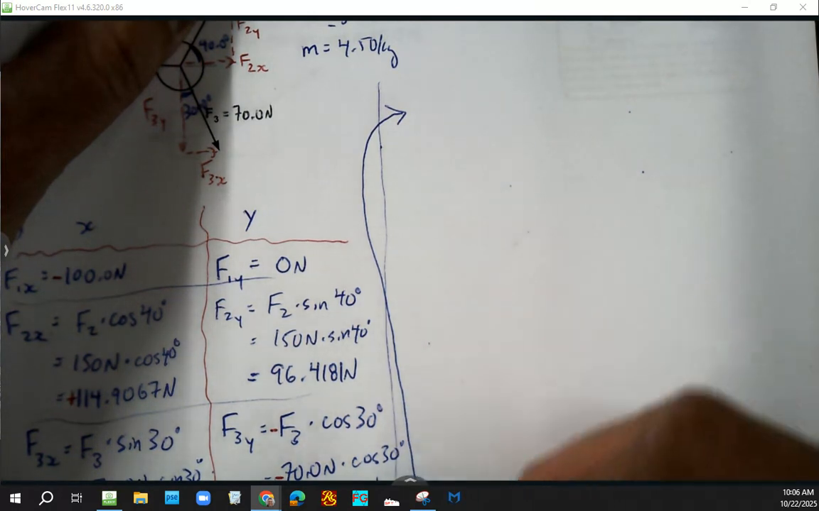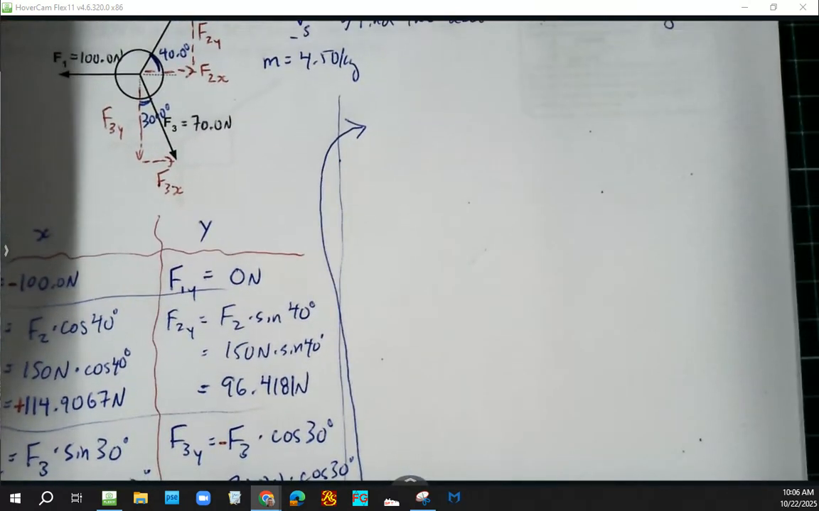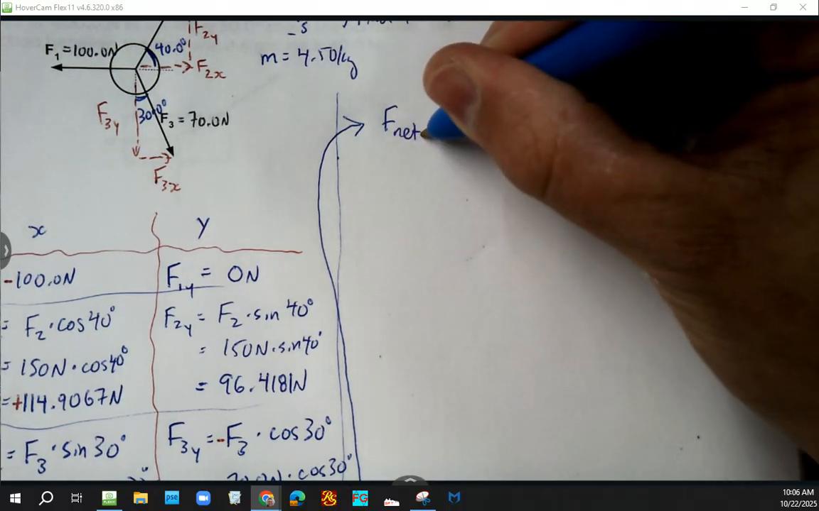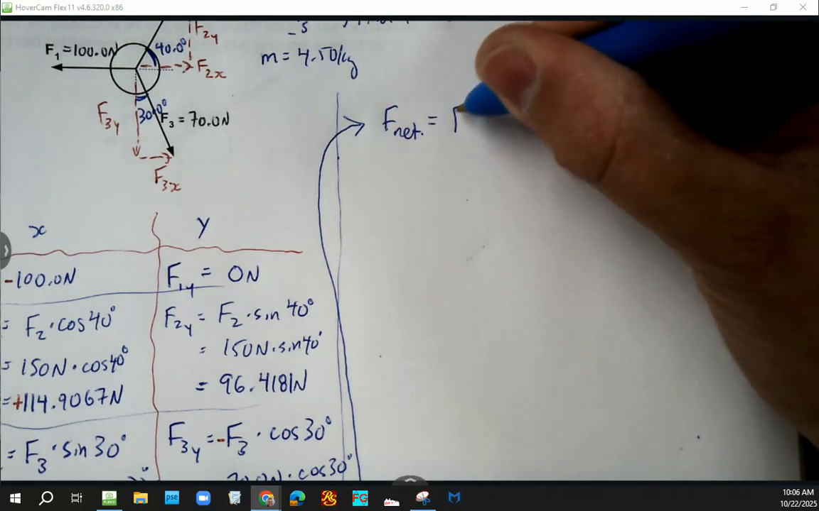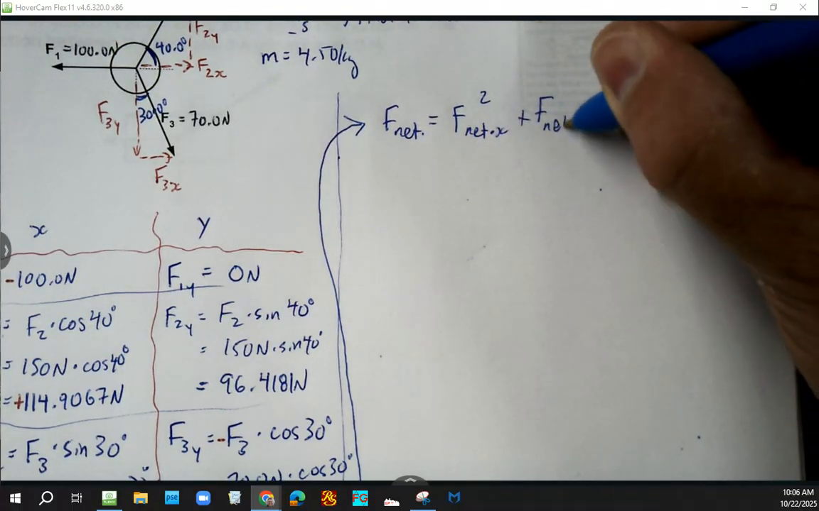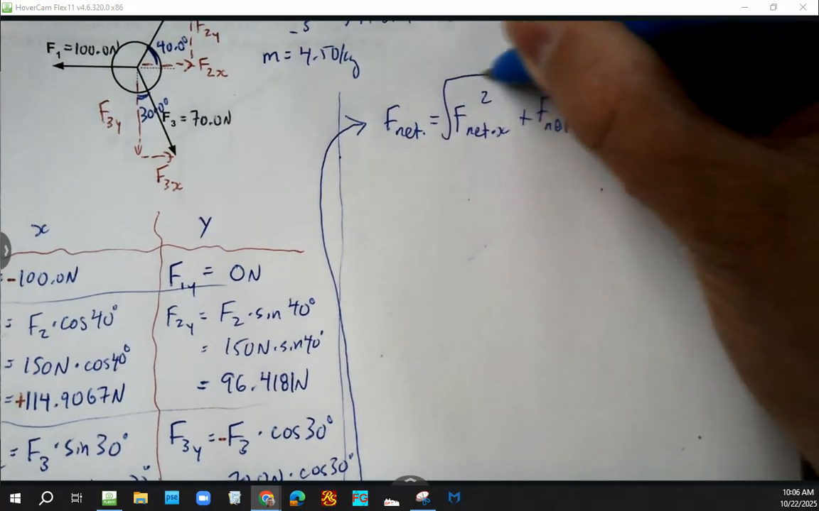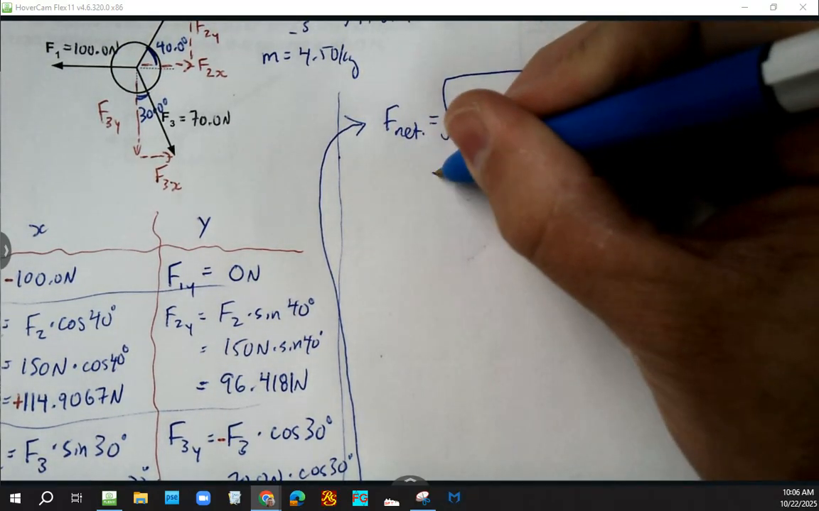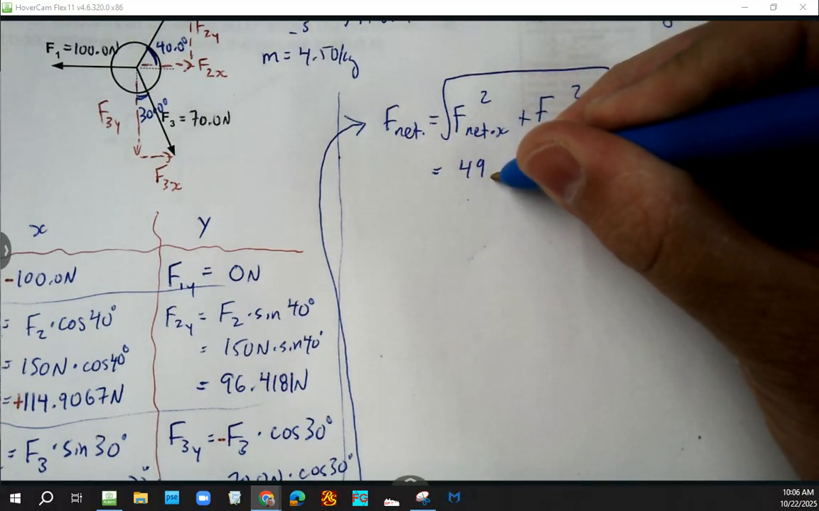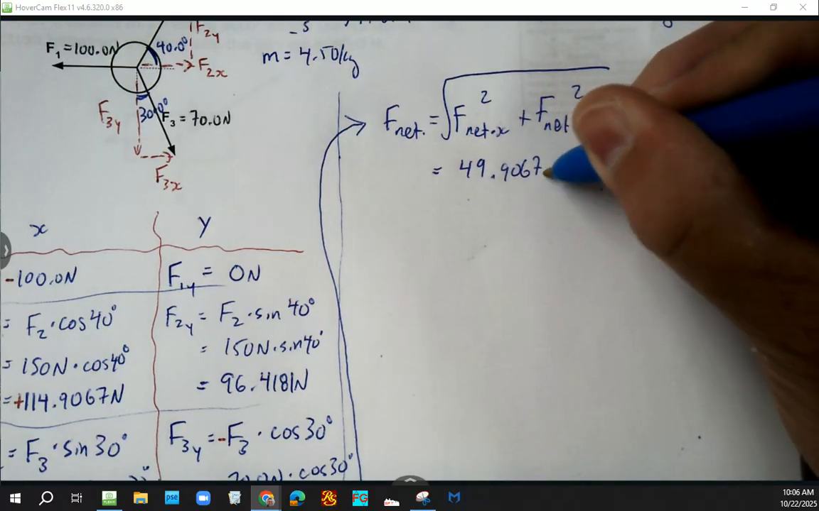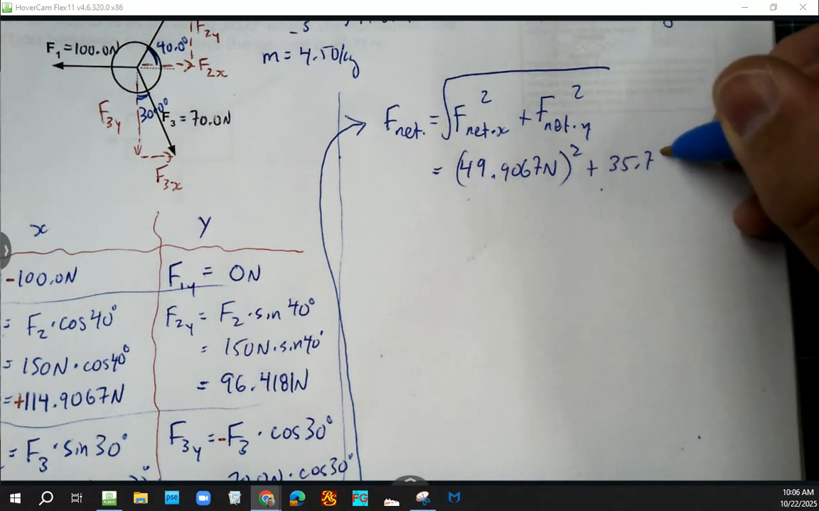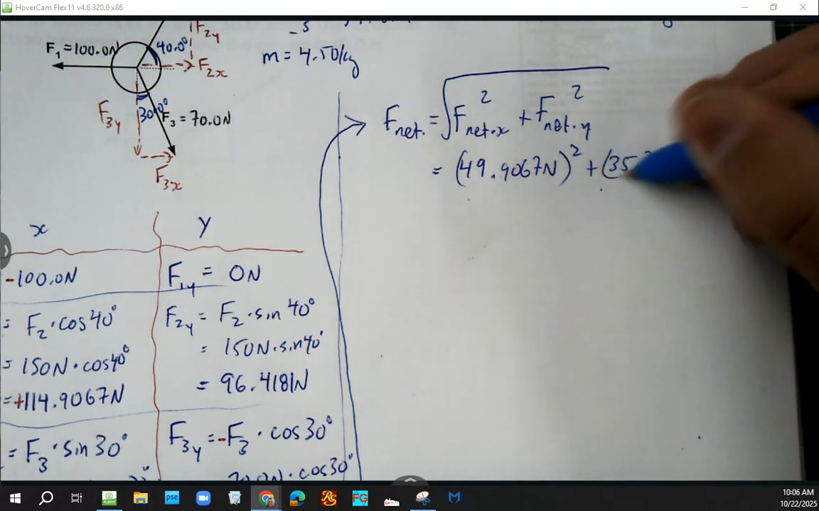Be an organized problem solver. Put a partition down the middle. This is good modeling for tests or whatever. But then we say, okay, F net is equal to the square root of F net x squared plus F net y squared, because we're doing a Pythagorean theorem solution, all square rooted. We sub in our values, 49.9067 newtons, I think is what we said, squared, plus 35.7961 newtons squared, all rooted.